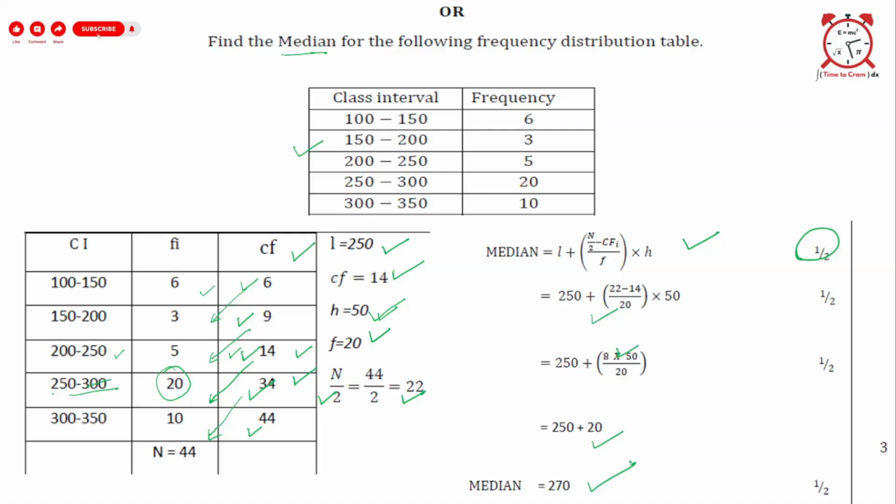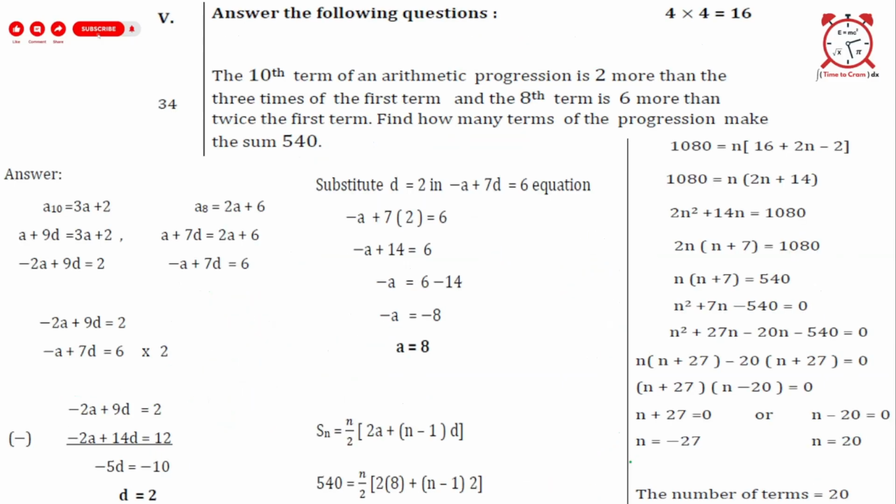Okay, students, so these are the sums of the measures of central tendency. Next, question number 34. Here you know that we will get 4 questions of 4 marks. So 34: the 10th term of an arithmetic progression is 2 more than 3 times the first term, and the 8th term is 6 more than twice the first term. Then find how many terms of the progression make the sum 540.